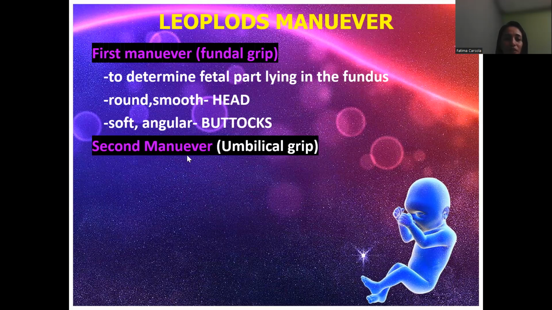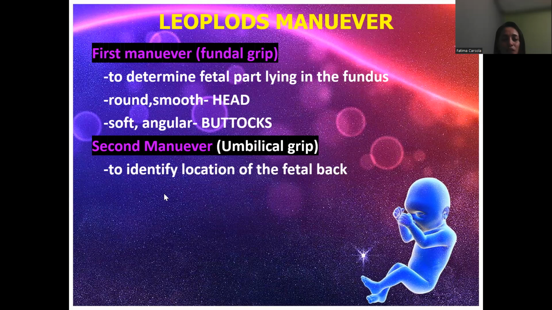Another one is the second maneuver, the umbilical grip. What you will do here is identify the location of the fetal back, because in the fetal back you could really hear the fetal heart tones, and the fetal back feels smooth and hard.